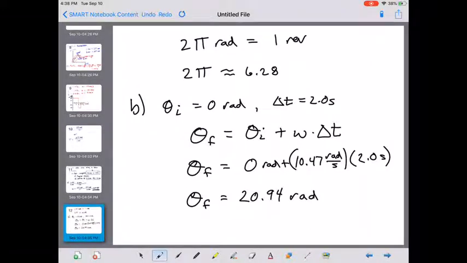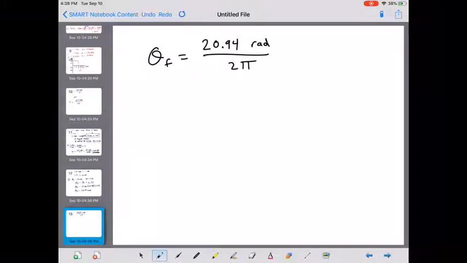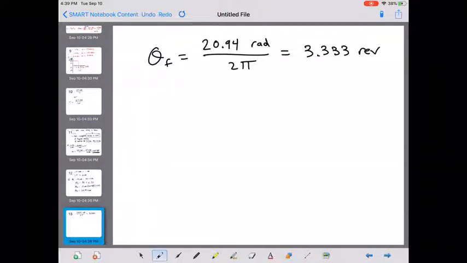Now, 20.94 radians, again, not crazy helpful to us. So here's what we're going to do. We can say theta final is equal to 20.94 radians, and I'm going to divide that by 2 pi. The reason I'm going to divide this by 2 pi is so that I can see how many revolutions I got. So this right here is equal to 3.333. And what this means is I had 3.33 revolutions.